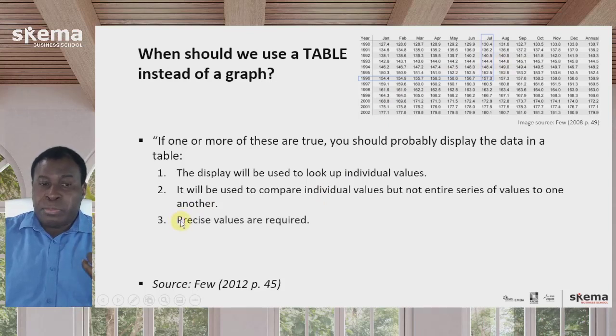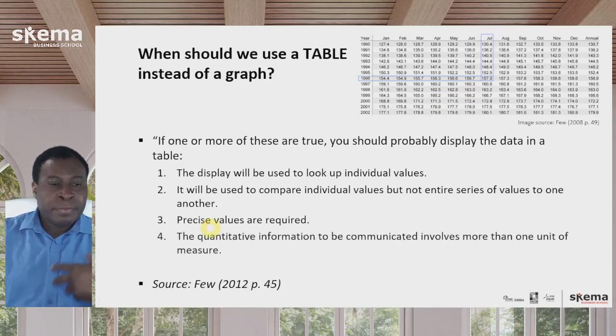Another key point is that precise values are required, because graphs usually show a relative position, but it's very hard to know the exact numeric value, but that's what tables give. They give precise values for any point when that's what you want to know, or what the people you're creating the visualization for want to know.